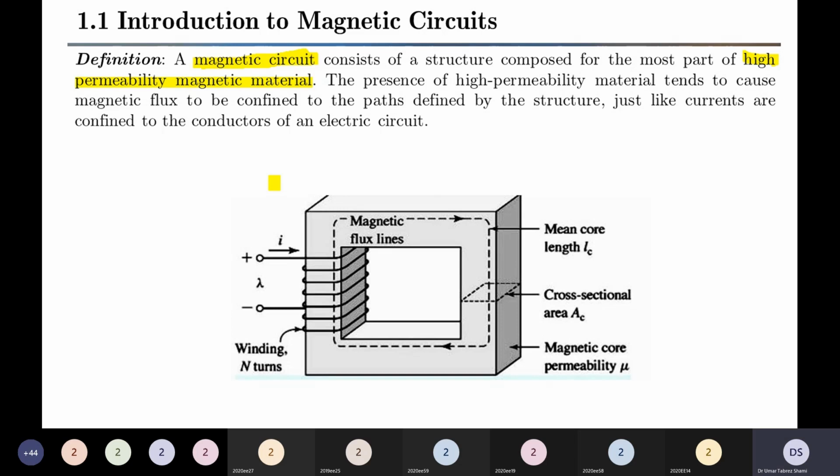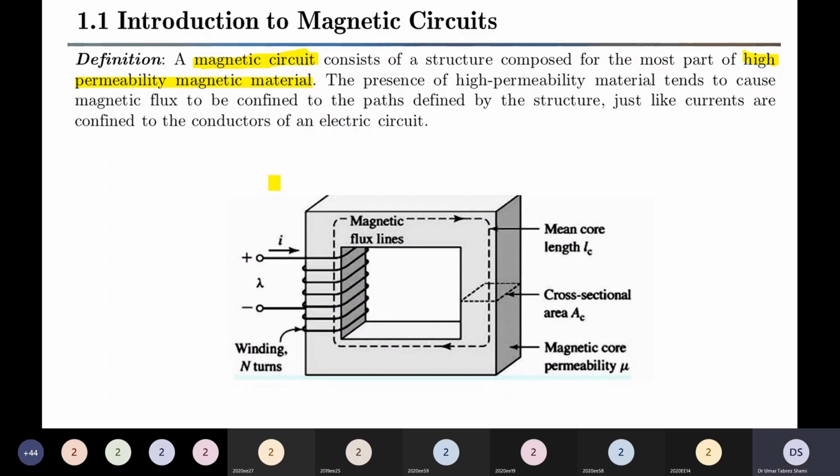Air is not a high permeability magnetic material. It does not allow flux to pass through it very easily. Yes, flux can exist in air, but the flux faces a large resistance, as we will see in a later slide.